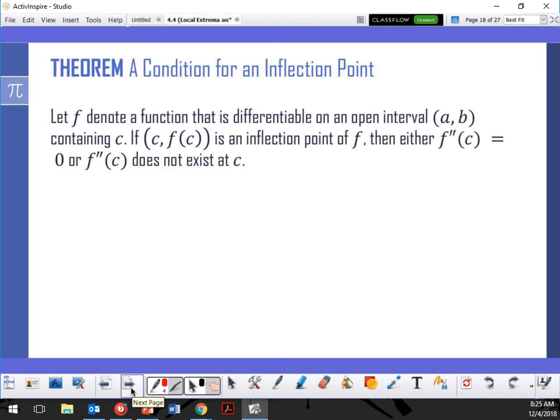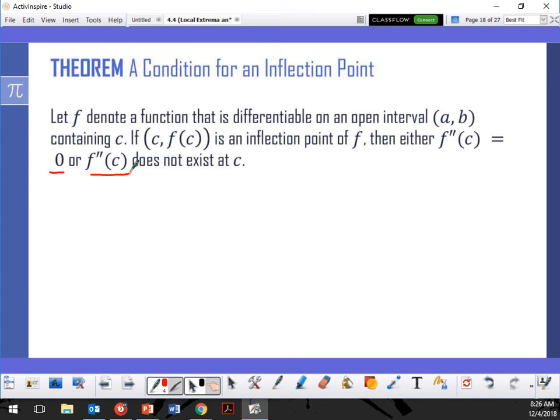Condition for inflection point. Let f denote a function that is differentiable on an open interval a to b containing c, and if the point c, f of c is the inflection point of f, then either f double prime of c is equal to 0, or it does not exist at c. So it's possible that the derivative does not exist. We did a couple of these problems the other day where my derivative did not exist. That's also going to be one of the points. So it's either going to equal 0 or it does not exist.